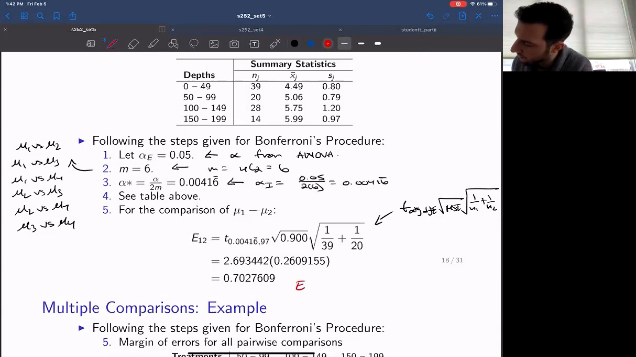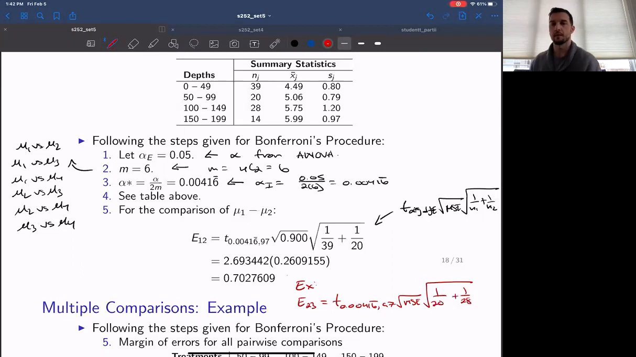Okay, what if we wanted to consider as a second option the margin of error for, I don't know, comparison 2, 3. So if we wanted to consider mu2 versus mu3, this is going to have the exact same t-value. It's going to have the exact same MSE. And then in this case, we're doing 2 versus 3. So we would have the following. So you can see that the only things that are changing in the multiple comparison are the sample sizes that are associated with the comparison.